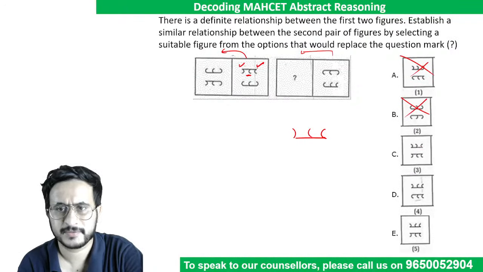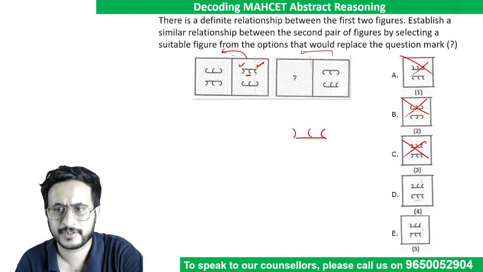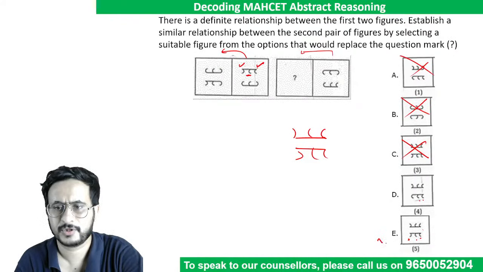This you can eliminate. This you can eliminate. You're left with just two options, right? Now see these two are same. We have to check just for this one. This one got reversed, so this will be facing like this. So that will be your answer.